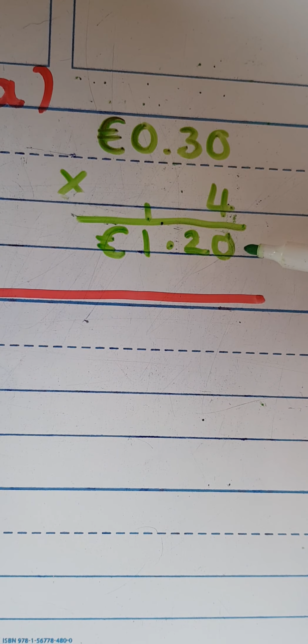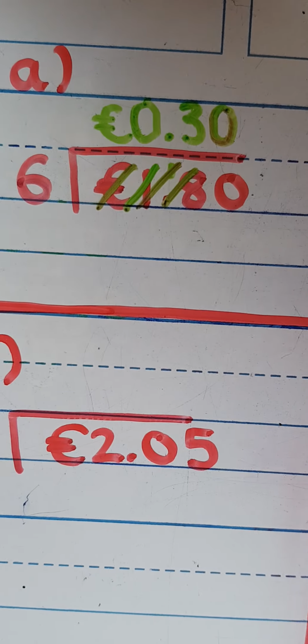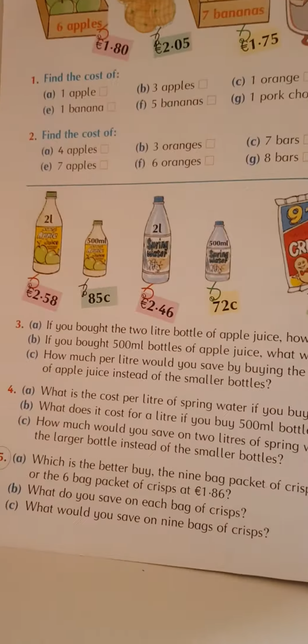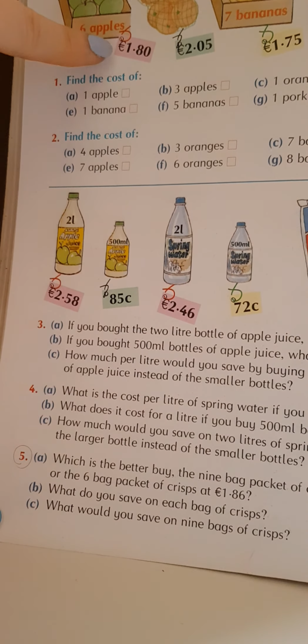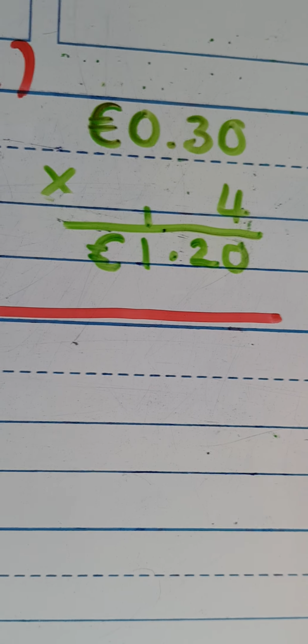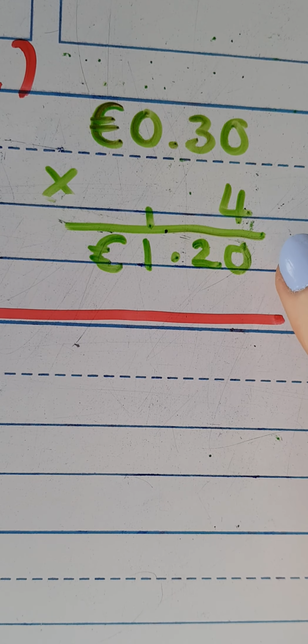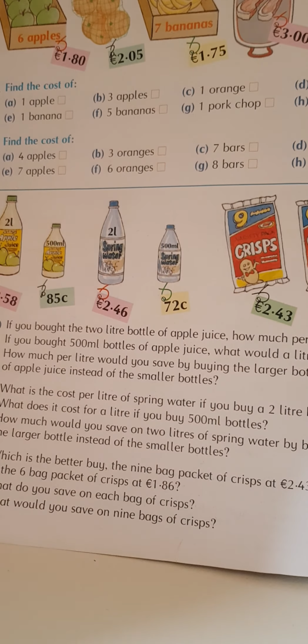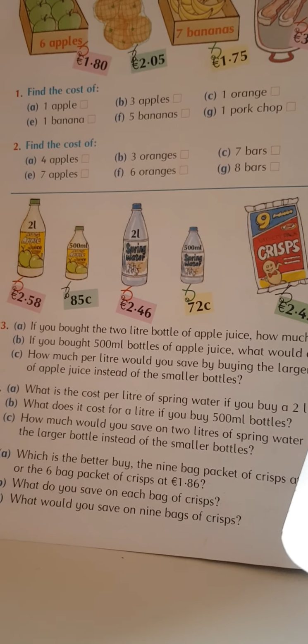4 apples costs 1.20. I knew that 1 apple costs 30. And I know that 6 apples from the book costs 1.80. A good way to check if you went wrong somewhere here: if I had got the answer that 4 apples costs more than 6 apples, then I'd know I went wrong somewhere. So keep an eye on that as well.